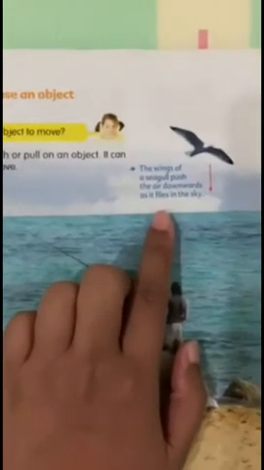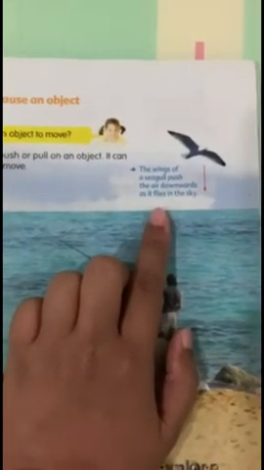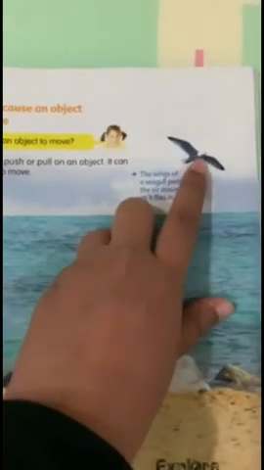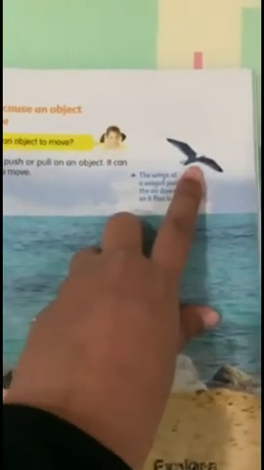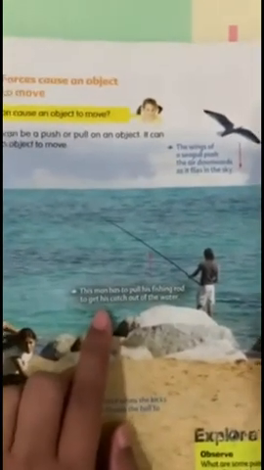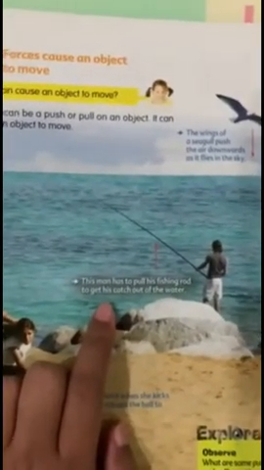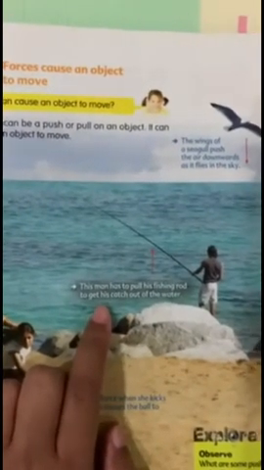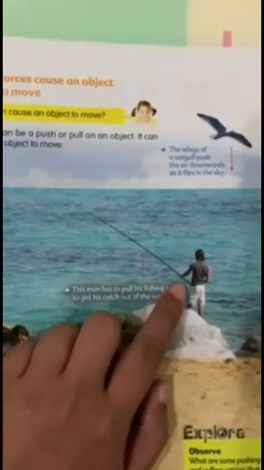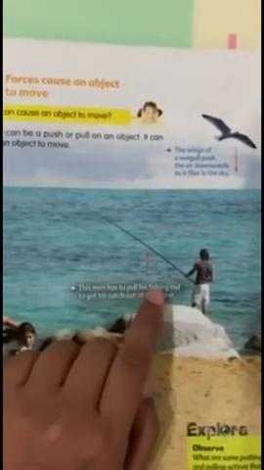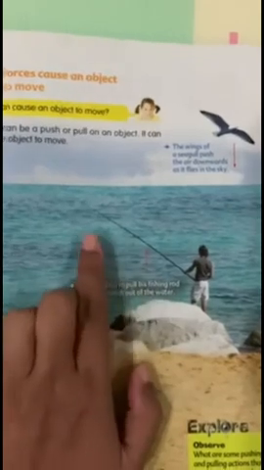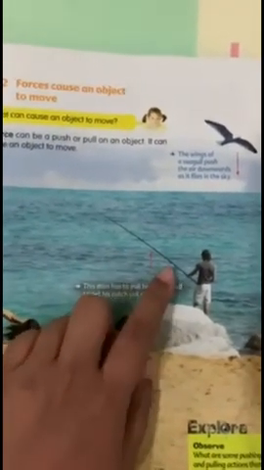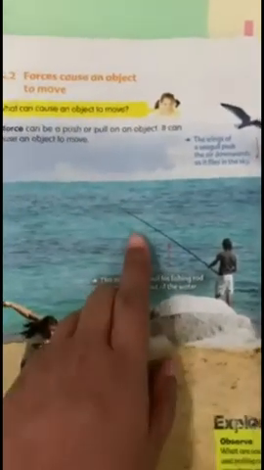So, what is the first example? The wings of the seagull push the air downwards as it flies in the sky. So, this bird pushes the air, so for it to fly. What about this man? This man has to pull his fishing rod to get his catch out of the water. So, by using the rod and tackle, he has to pull his fishing rod to make sure that whatever he catches that day, he can bring that fish or anything out of the water.